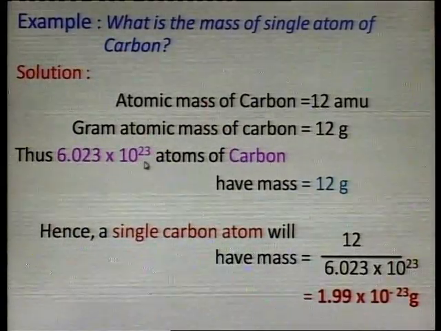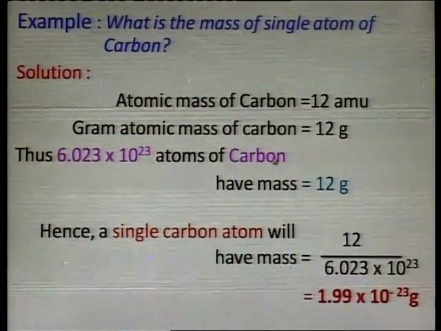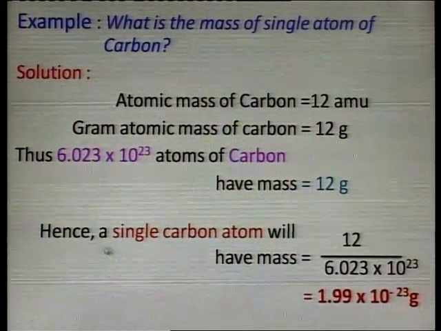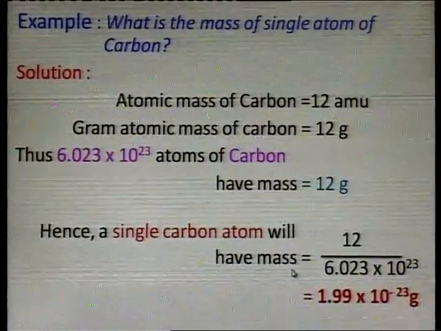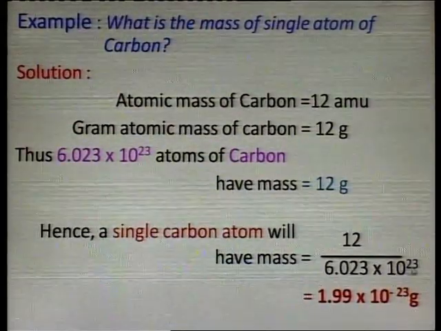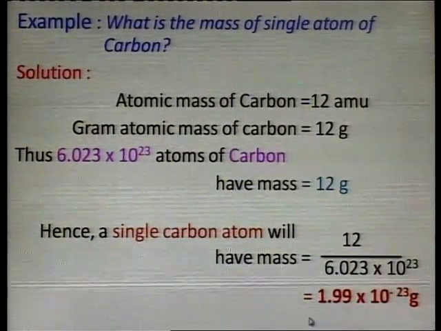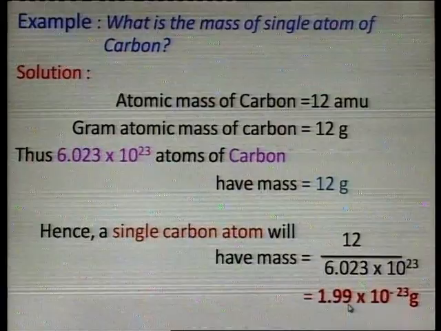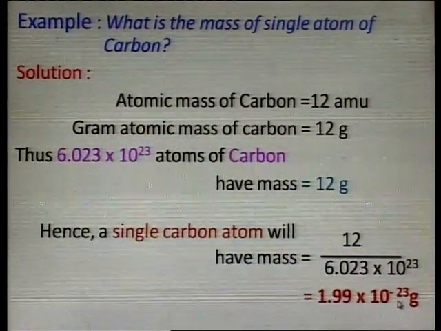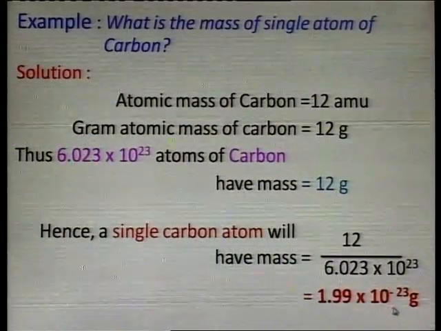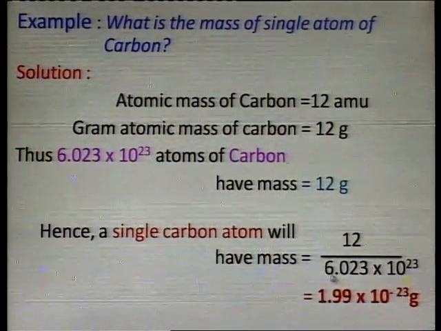6.023 into 10 raised to power 23 atoms of carbon have mass how much? 12 gram. So, a single carbon atom will have mass 12 upon 6.023 into 10 raised to power 23. On calculating, we get the mass equal to 1.99 into 10 raised to power minus 23 grams. So, this is the mass of a single carbon atom in grams.